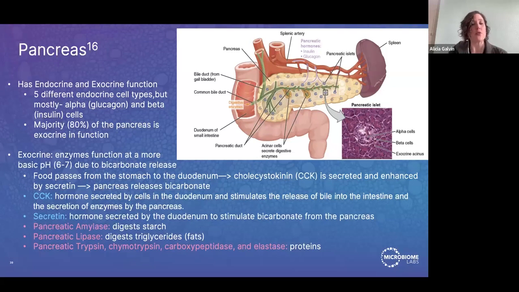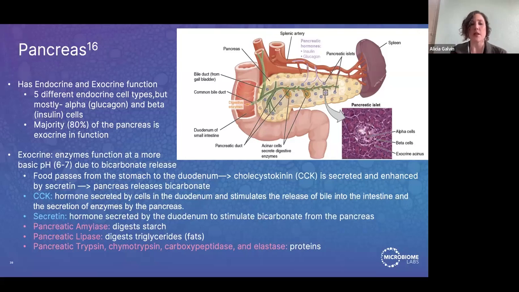And so again, food is passing from the stomach into the duodenum. That's going to trigger this release of CCK, which then tells the pancreas to release bicarbonate, because we don't want this really acidic chyme going through the intestines. That would hurt. That would not be comfortable. So this is where we have that alkalinity of the bicarbonate coming in.